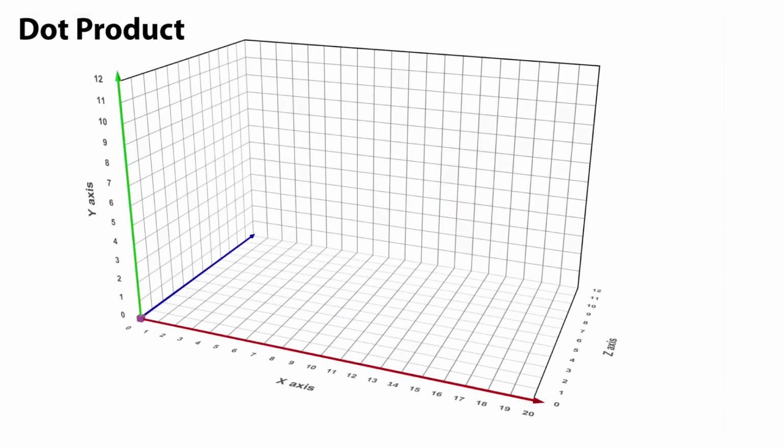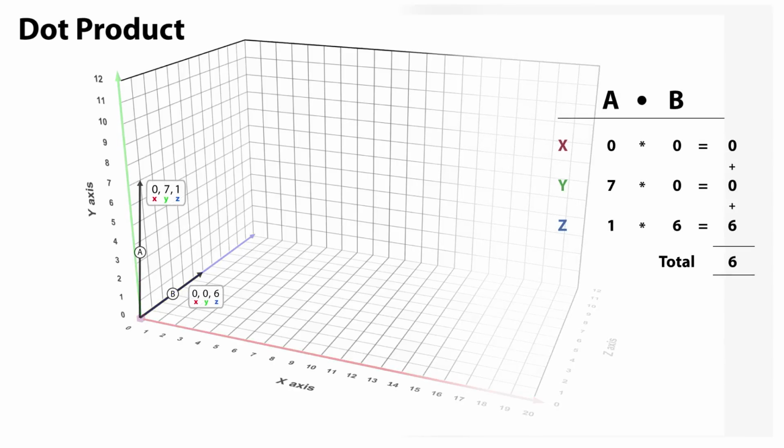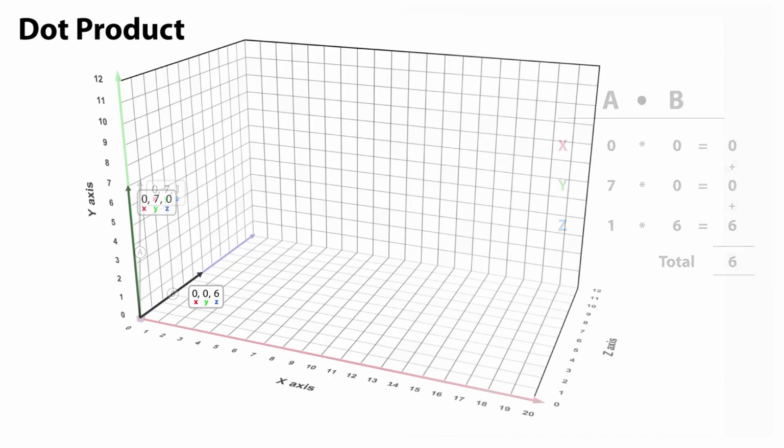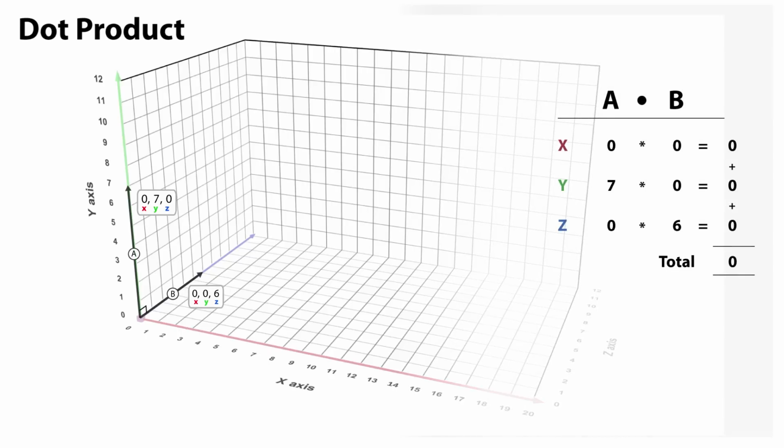One example of this is finding out whether the two vectors are perpendicular to one another. If the dot product of two vectors equals 0, the vectors are perpendicular. In this example, we have two vectors, a and b. Vector a is 0, 7, 1. b is 0, 0, 6. We can see in this example that the sum of the multiplied components is 6, which means that the vectors are not perpendicular. If vector a was 0, 7, 0, and b was 0, 0, 6, then we can see that the dot product equals 0, and the vectors are indeed perpendicular.